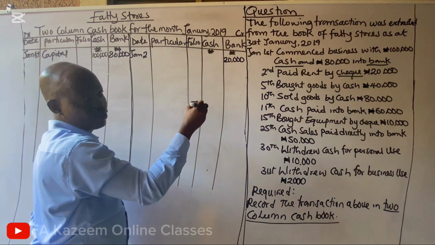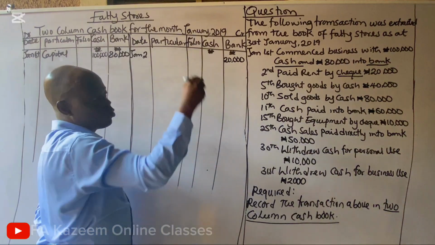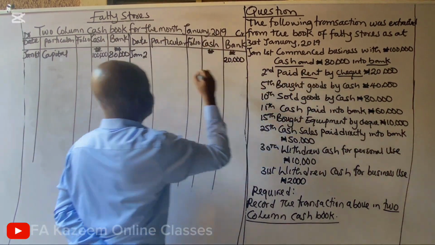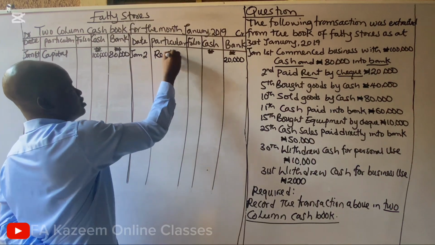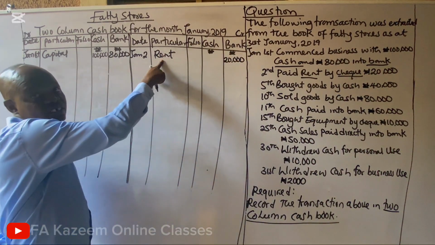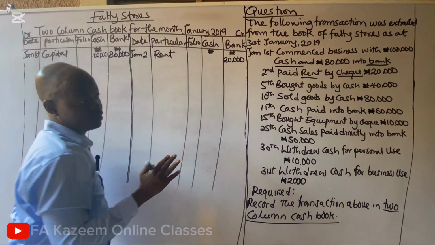What are they paying for? This payment is for what? What they are paying for is your particular. And that's what I'm underlining now. Your particular is what? Rent. Which means that the payment through bank is for the purpose of what? Rent. And this is the payment side.